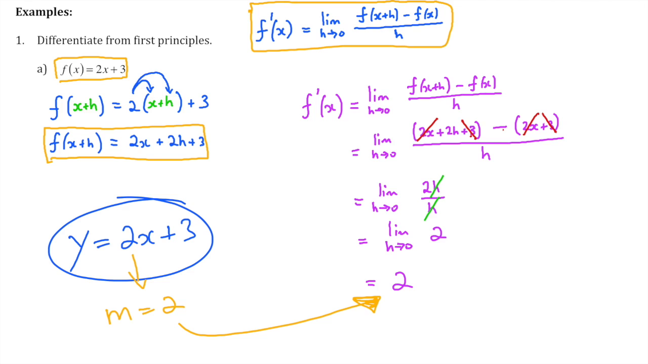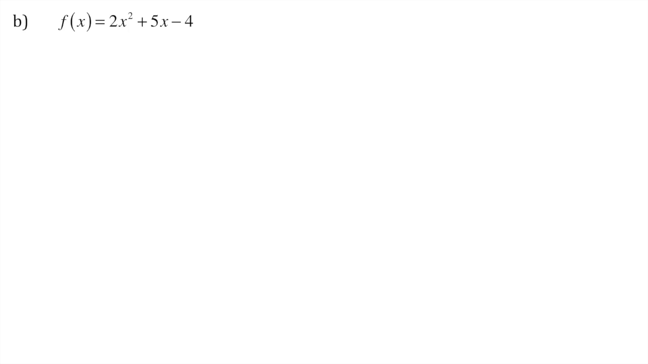This is the way they used to find derivatives hundreds of years ago. We do have much faster ways now, so we're not going to be doing this every single time. We're just going through the process of where the derivative came from originally, and we're just going to do it on a few easier types of questions because it can get very algebraically challenging. Let's look at our second example.